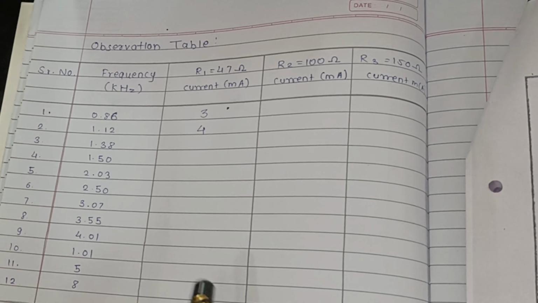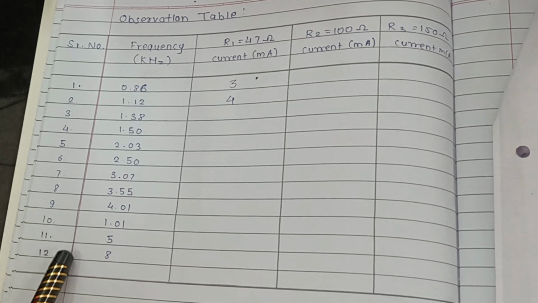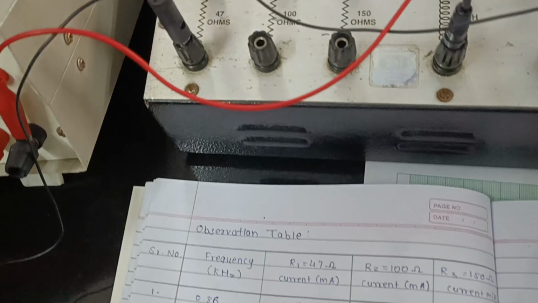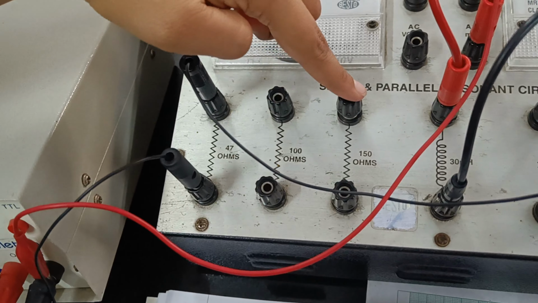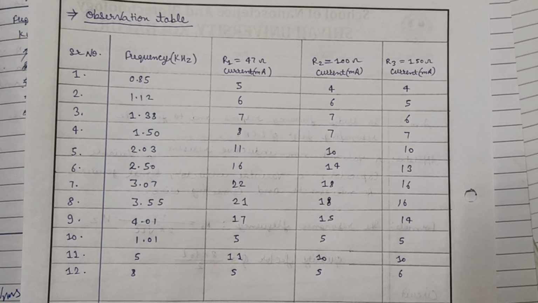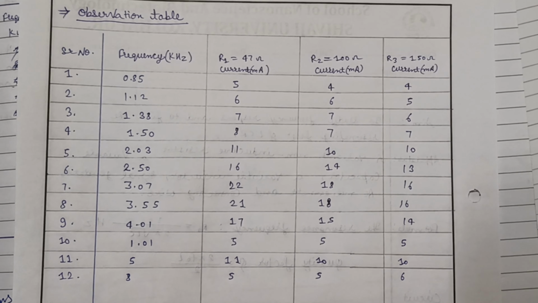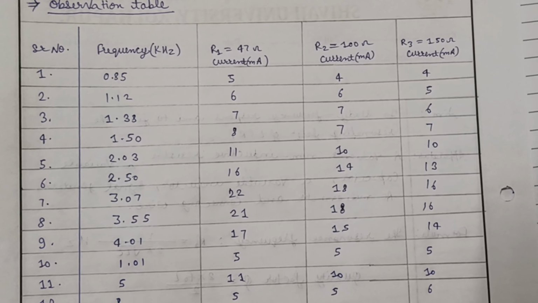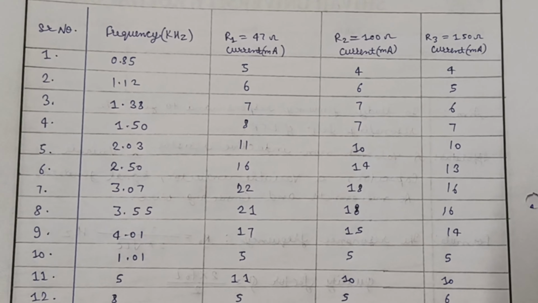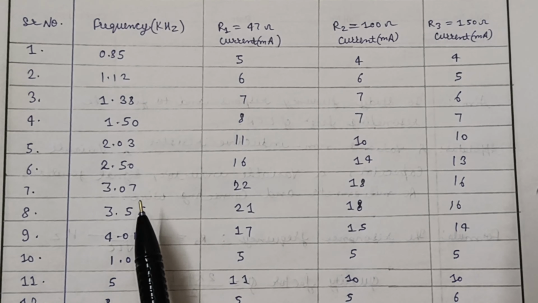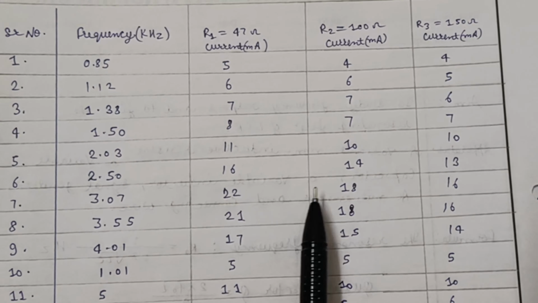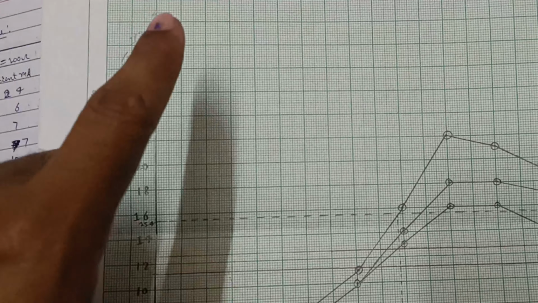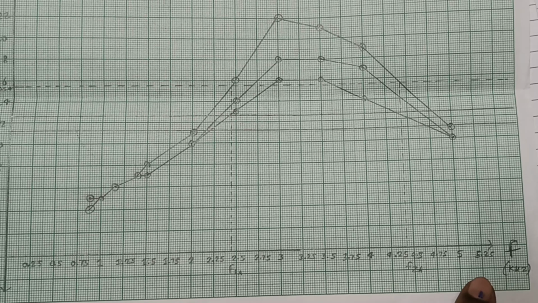Now we will note values of current for these given frequencies, and we will follow the same procedure for two more resistors, that is 100 ohms and 150 ohms. So we have noted the values of the current obtained for various frequencies. For the frequency 3.07, we have received the current 22, which is the maximum value of current in all three resistances. So now we will plot the graph.